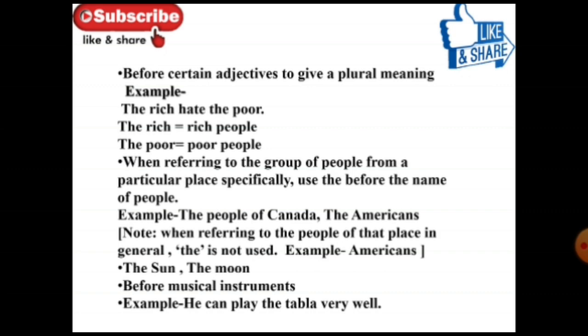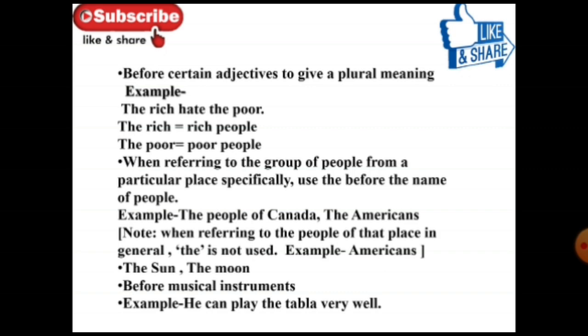When we refer to a group of people from a particular place, especially before the name of the people, like the people living in some country: the people of Canada, the Americans, the Indians.